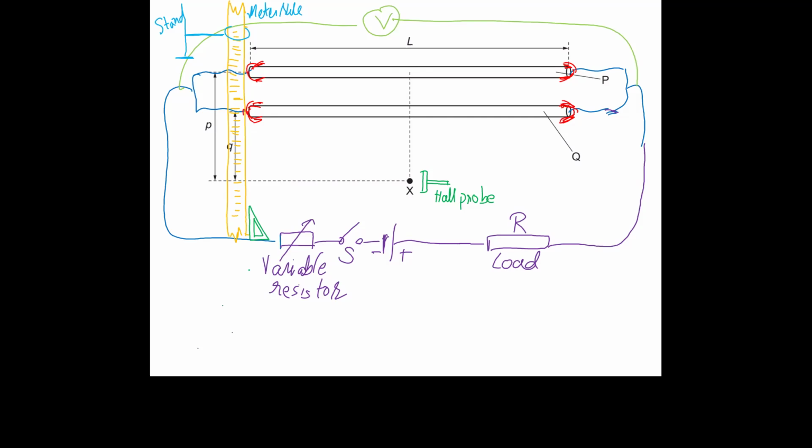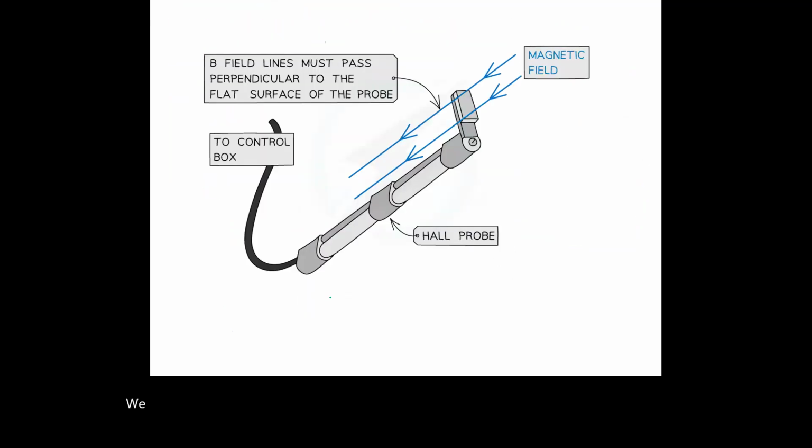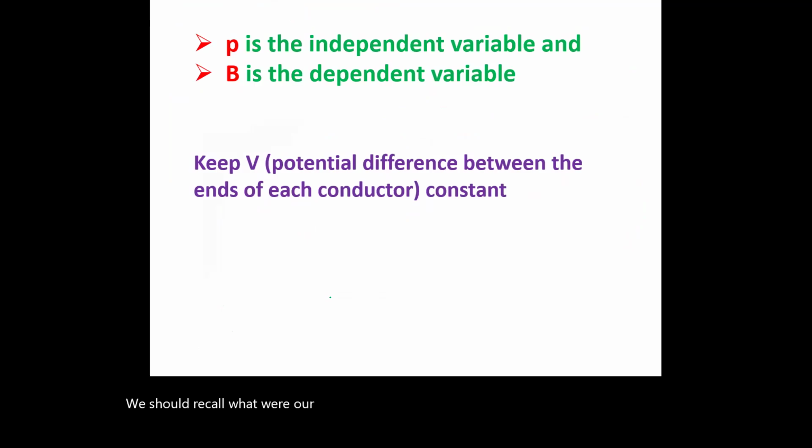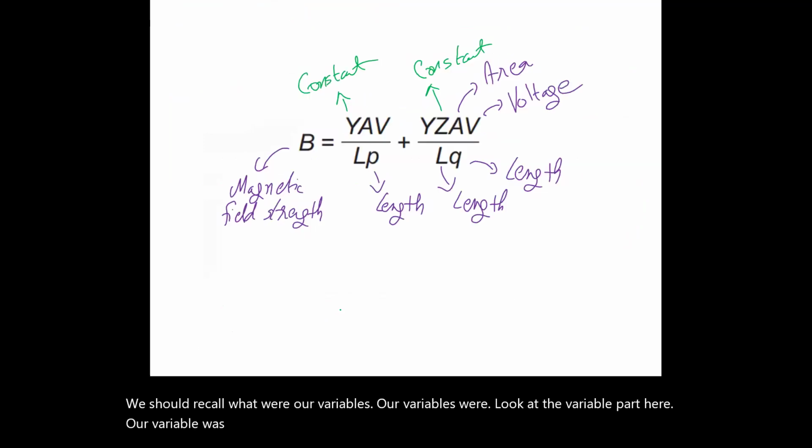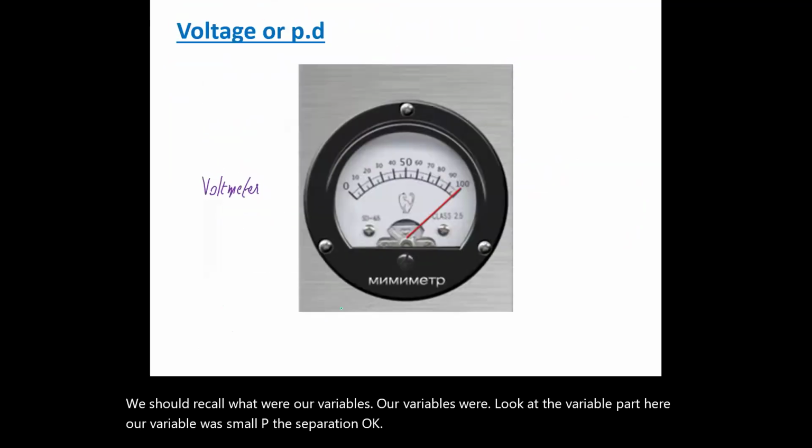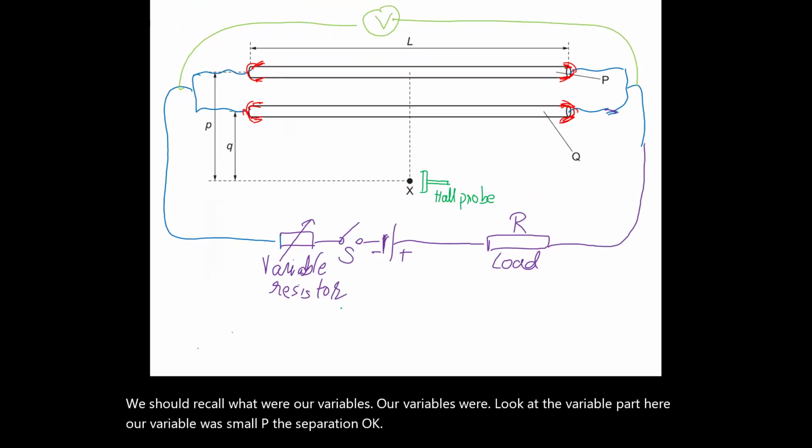Now we should recall what our variables were. Look at the variable part here. Our variable was small p, the separation. Let's continue the procedure.